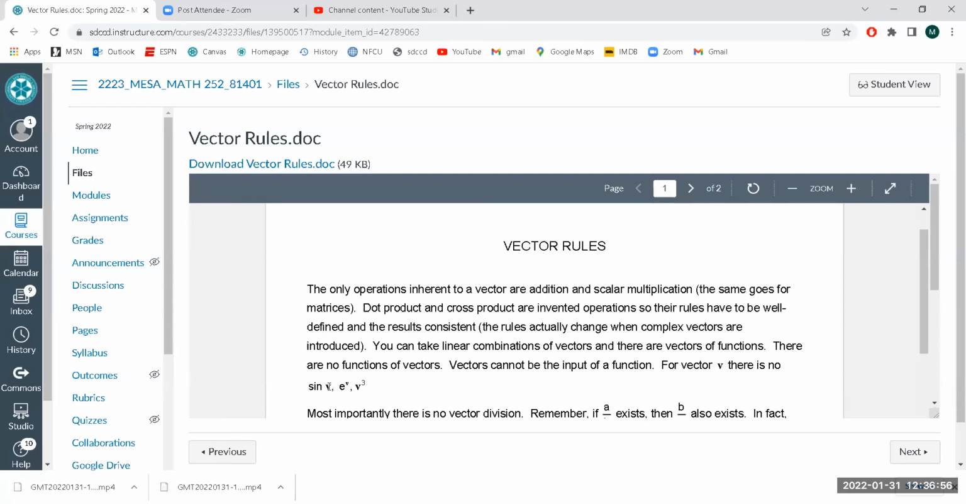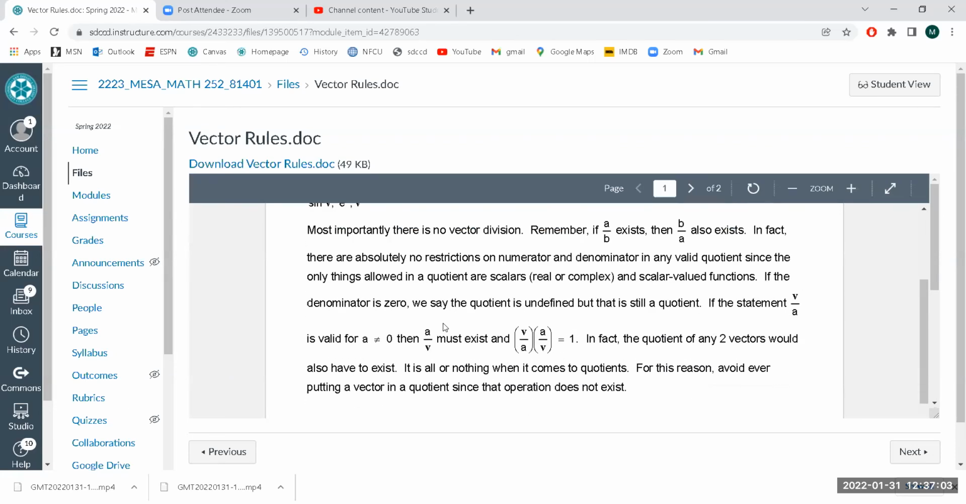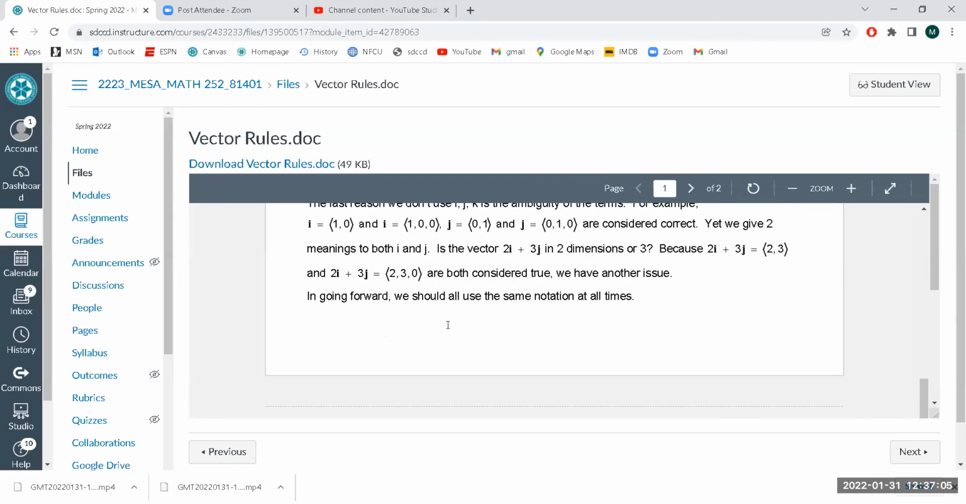A vector cannot appear in a function. So right here, I said there's no sine of the vector, or e raised to the vector, or a vector raised to the third power. Vectors are very limited in what you can do. So I go over some of the rules.